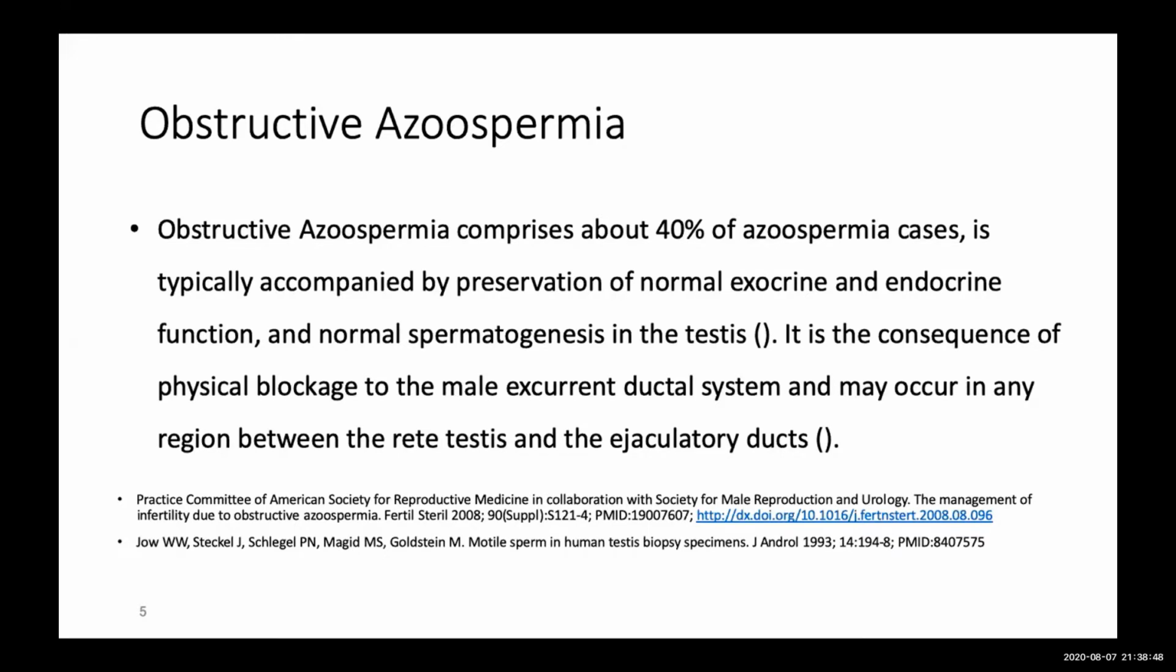أشكرك. شكرا. Okay. So obstructive azoospermia comprises about 40% of azoospermia, and it's typically accompanied by a normal testicular function.